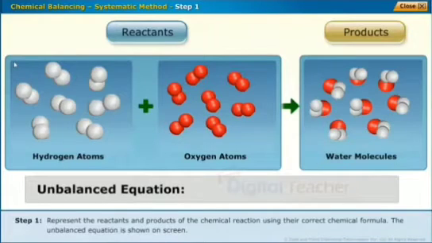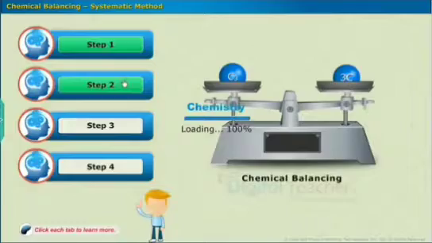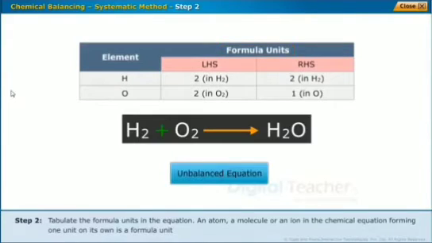Step 1. Represent the reactants and products of the chemical reaction using their correct chemical formula. The unbalanced equation is shown on screen. Step 2. Tabulate the formula units in the equation. An atom, a molecule, or an ion in the chemical equation forming one unit on its own is the formula unit.